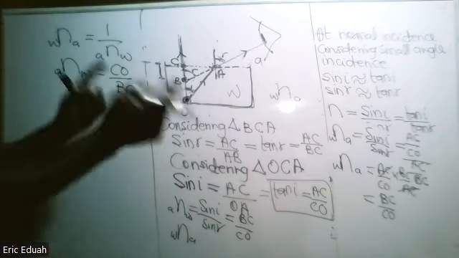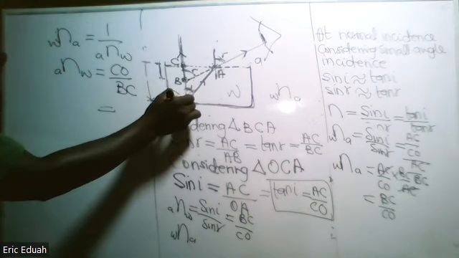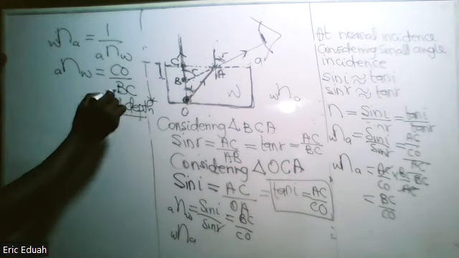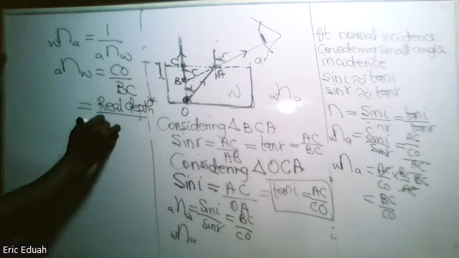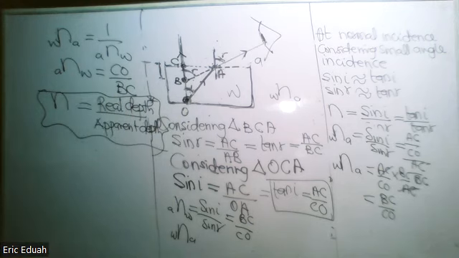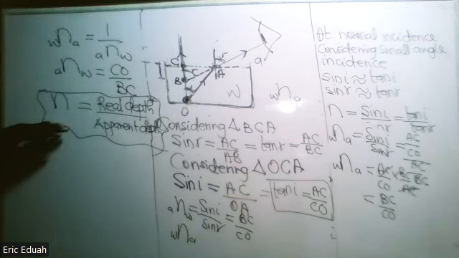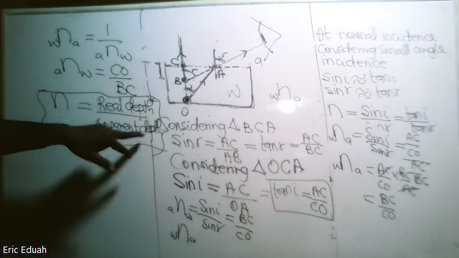Now, let's look at what we have. What is CO? CO is the real depth. Over, this is BC. BC is the apparent depth. So the absolute refractive index of an object giving you an illusion can always be determined by its real depth divided by its apparent depth. And this is the concept we were trying to derive all the while. The absolute refractive index of an object placed in a denser medium being viewed from up is always equal to its real depth over its apparent depth.